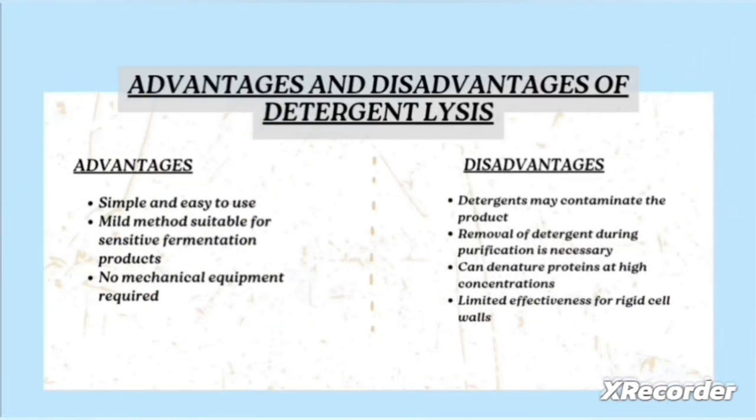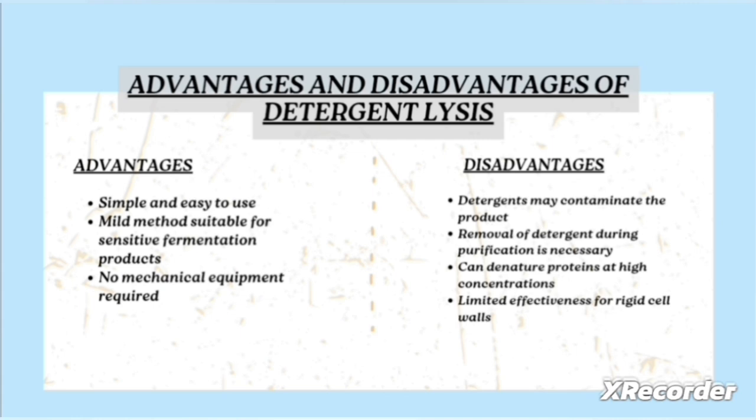Let us understand a few advantages and disadvantages of detergent-based lysis. First, the advantages: they are very simple and easy-to-use chemical lysis agents. They are considered mild agents, and thus they are suitable for sensitive fermentation products. Like we saw, they can be used for the recovery of enzymes and proteins. An additional advantage is that no mechanical equipment is required, so this saves operational cost.